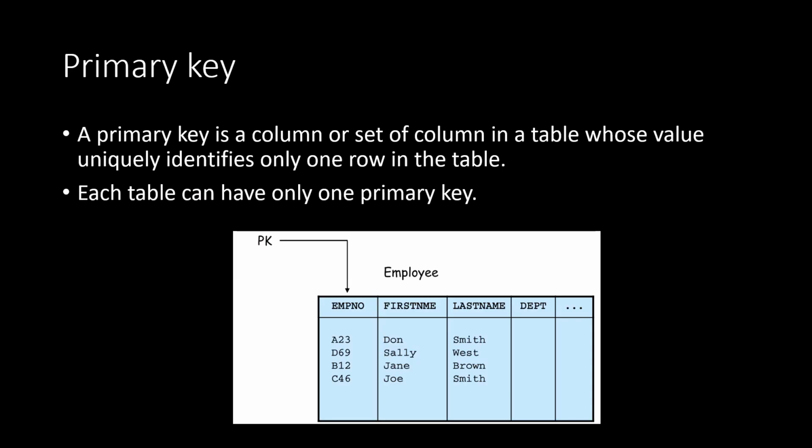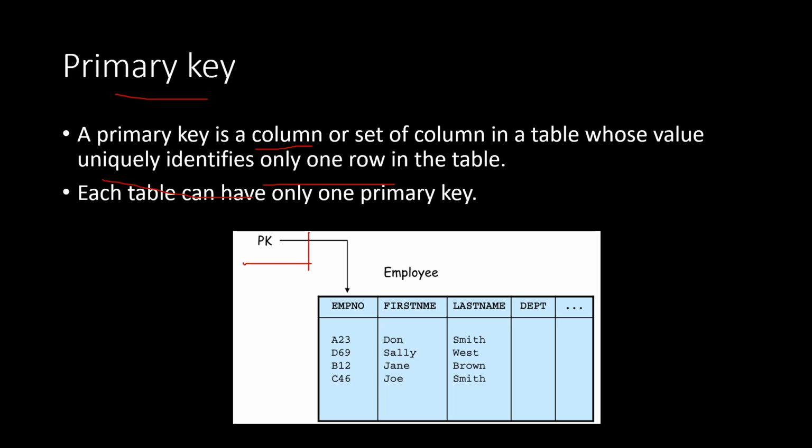So now we are going to discuss the primary key. A primary key is a column or a set of columns in a table whose values uniquely identify only one row in the table. While primary keys are not required in DB2 for z/OS, it's highly recommended that every table has a unique primary key and only one primary key.